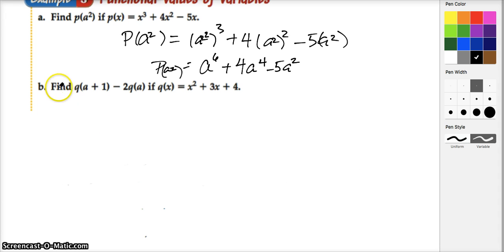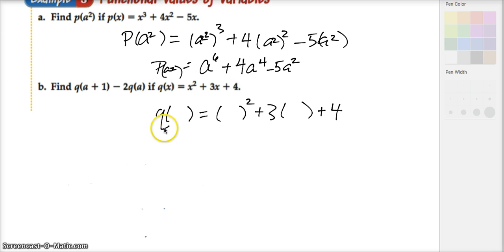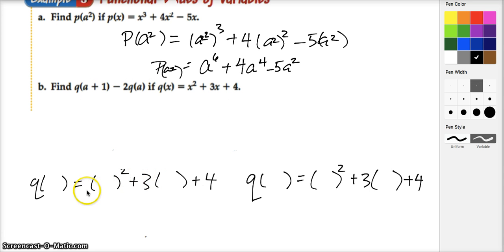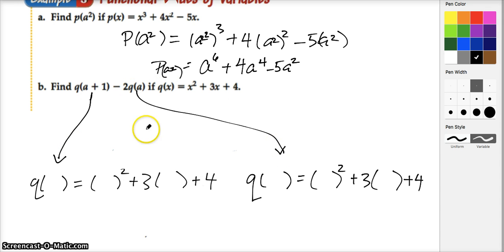Look what they asked us. They said, hey, find q of a plus 1 minus 2 times q of a if this is the case. Well, first thing we need to do is rewrite the thing with the blanks, but realize we're going to be using this q function twice, right? So I rewrote this twice in order for me to evaluate this guy, and to evaluate this guy. And then after I get those values, I'm going to substitute it back into this expression.